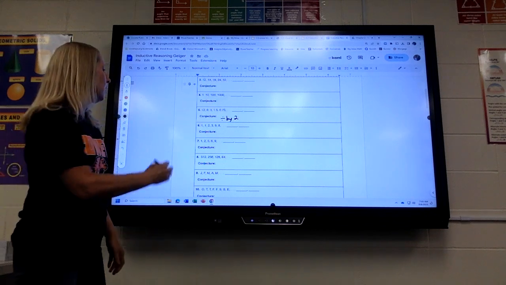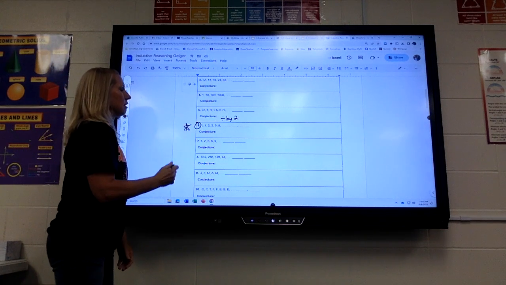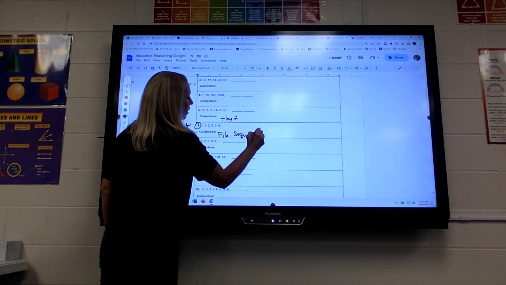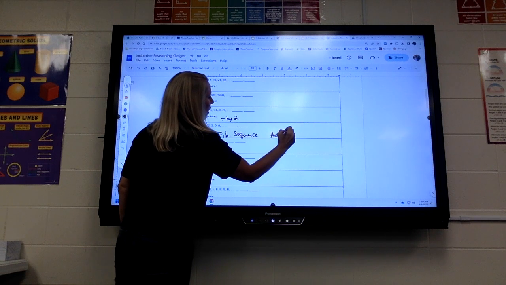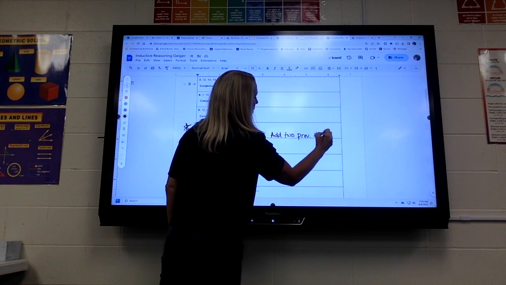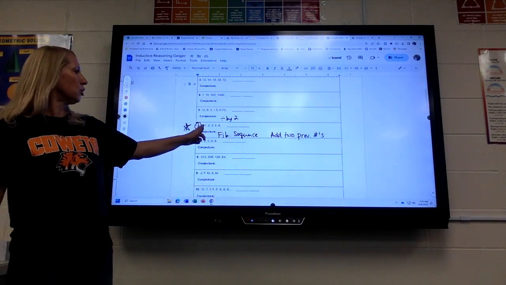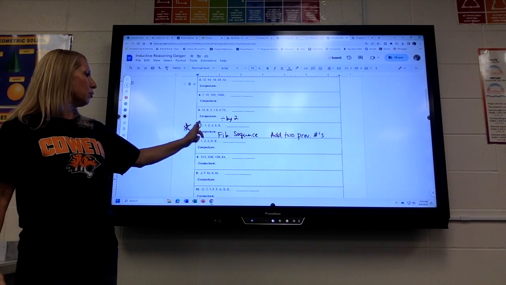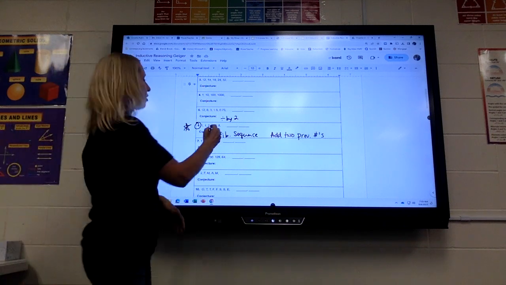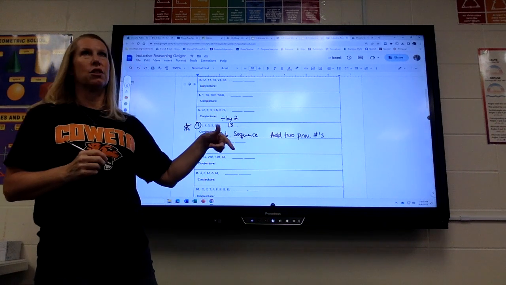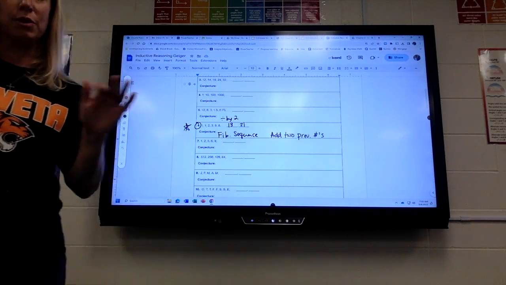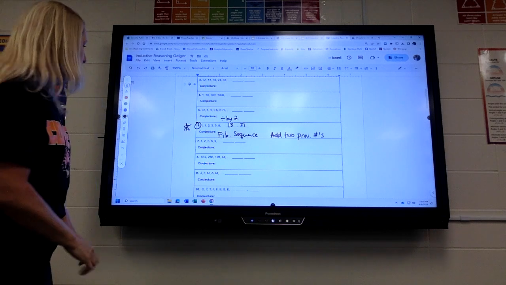Now this one is the Fibonacci sequence. Very important. Add the previous numbers. So 1 plus 1 is 2. 1 plus 2 is 3. 2 plus 3 is 5. 3 plus 5 is 8. 5 plus 8 is 13. And 8 plus 13 would be 21. So that's how you do that one. That one's really important. You will have that on the test.